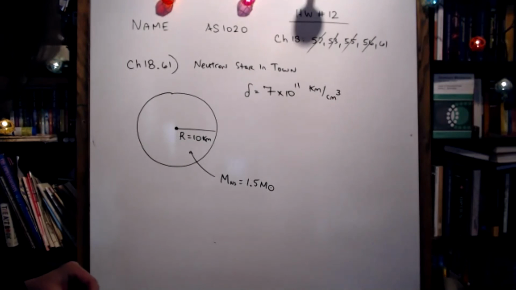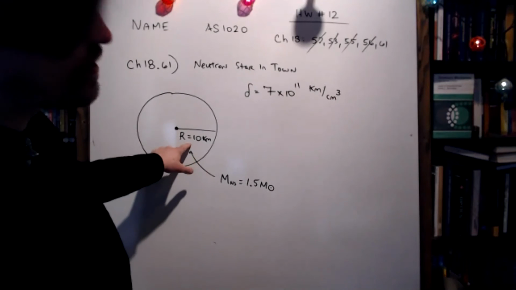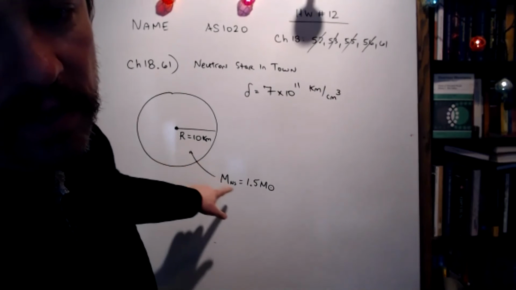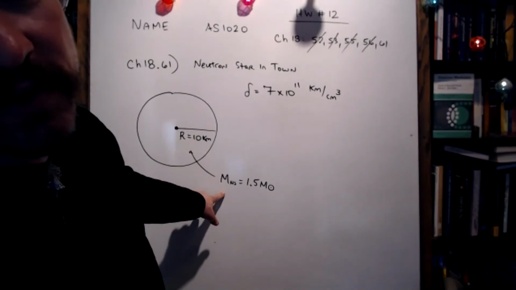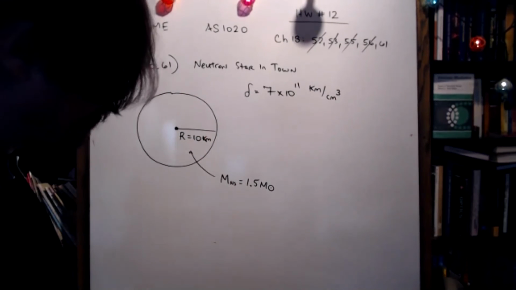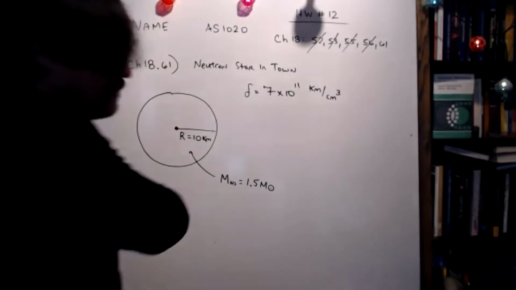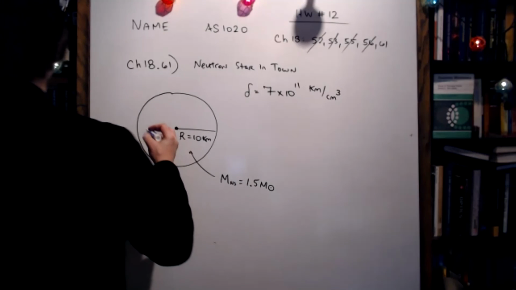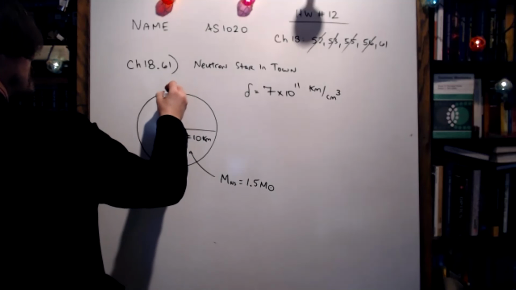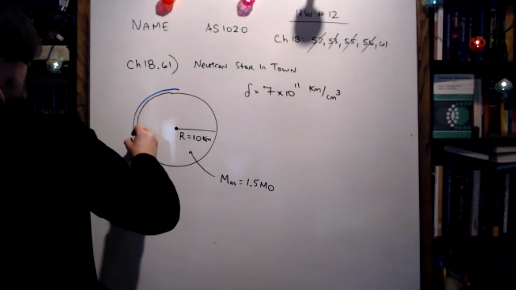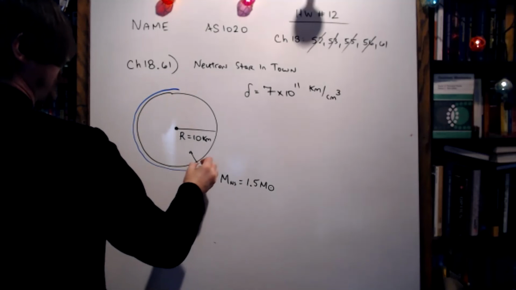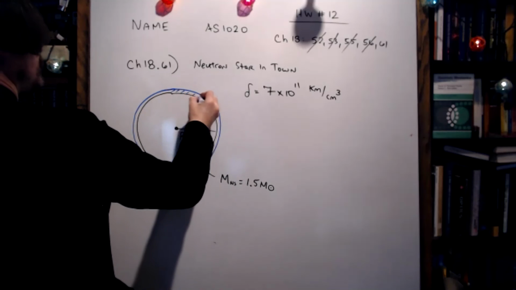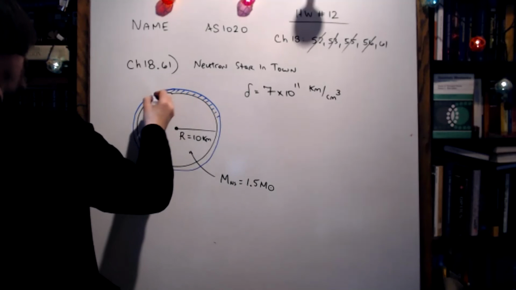Now, this object is smaller than Earth. It's roughly the size of Boston or New York City. But because it's so much more massive than Earth, Earth would actually stick to the neutron star, and Earth would turn into a thin layer of paste at the surface of the neutron star. So our entire planet would get compressed into a hyper thin shell.